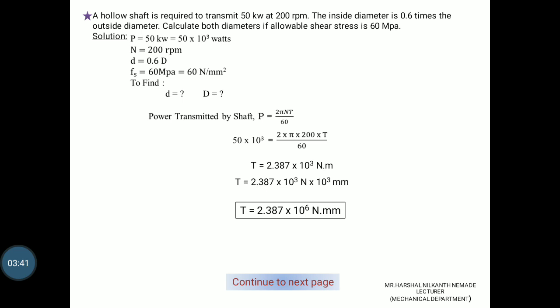Power transmitted formula is 2 pi NT divided by 60. T value I will get in Newton meter, 2.387 multiplied by 10 to the 3. Again I will multiply by 10 to the 3 for converting to mm. So it will be T equal to 2.387 multiplied by 10 to the 6 Newton mm.